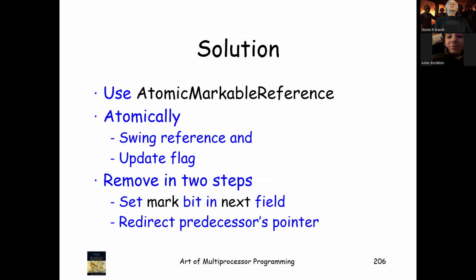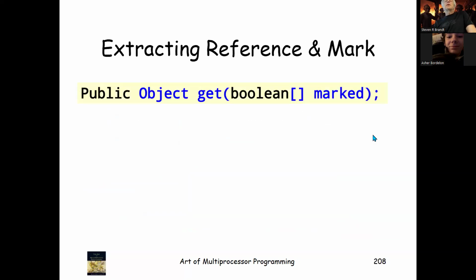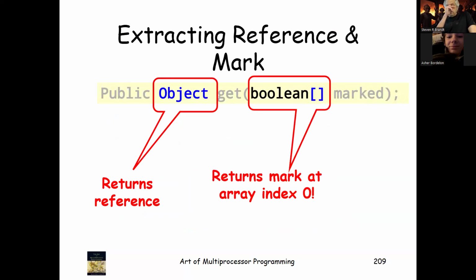So let's see how this looks. We're going to atomically swing the reference and update the flags. We're going to remove in two steps: set the mark bit, and then redirect the predecessor's next pointer. The AtomicMarkableReference class looks like this. We've got an address, and one bit in the address that isn't used for anything, and that's going to be our mark bit. Because Java does not allow multiple return values, the method is going to return the object reference, but it needs to be passed a Boolean array so that it can return the mark bit. So you have to allocate a Boolean array and pass it there to get that back.